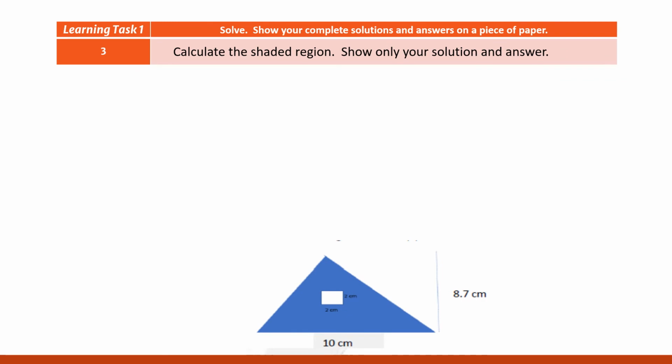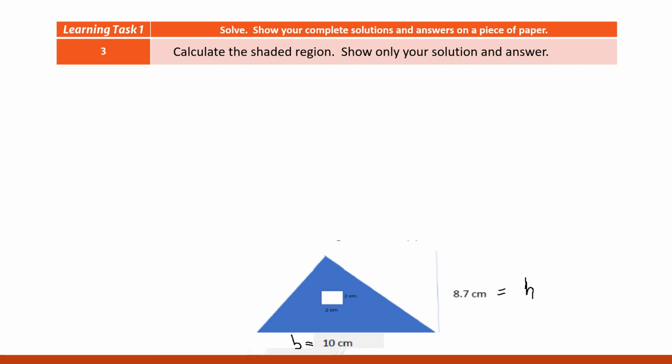Problem number 3, calculate the shaded region. So dito sa baba, meron naman tayong given triangle and given square. Okay? So dito, ang triangle, ang base ay 10 centimeters. Ito yung ating base. Okay? 10 centimeters. And then, ang given height is equivalent to 8.7 centimeters. So, that is our height.